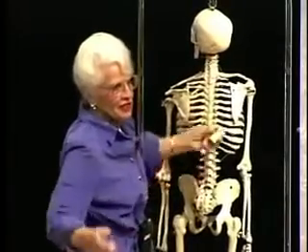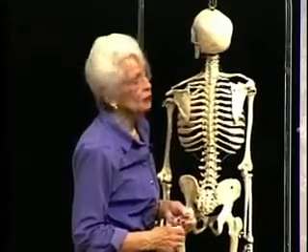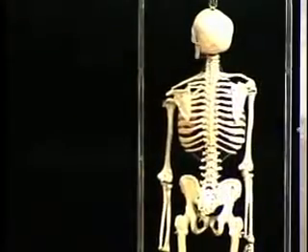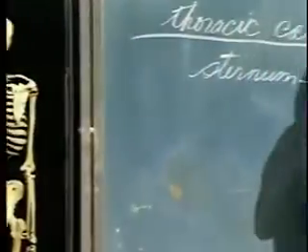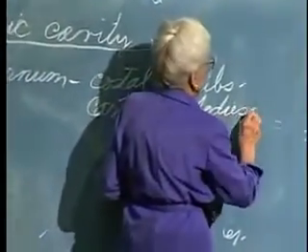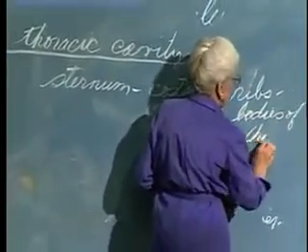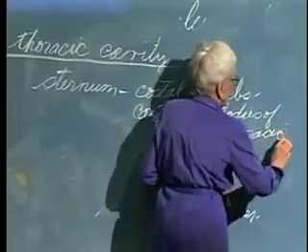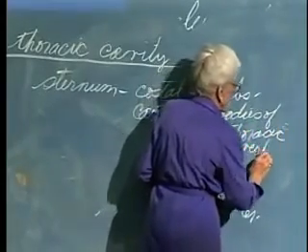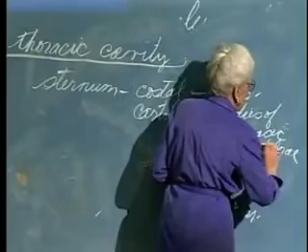What do the ribs articulate with? What part of the vertebral column? Thoracic, right. So the bodies of thoracic vertebra. All right.